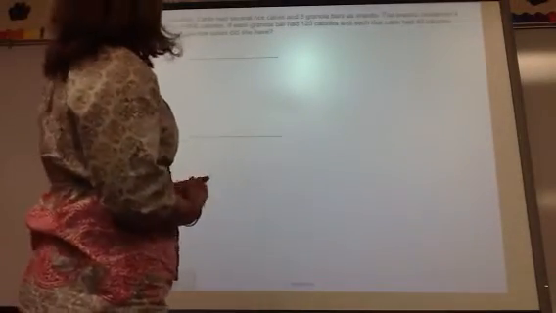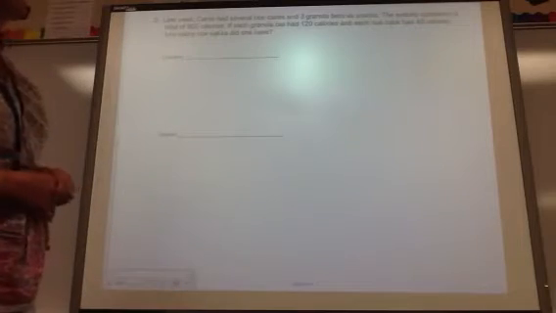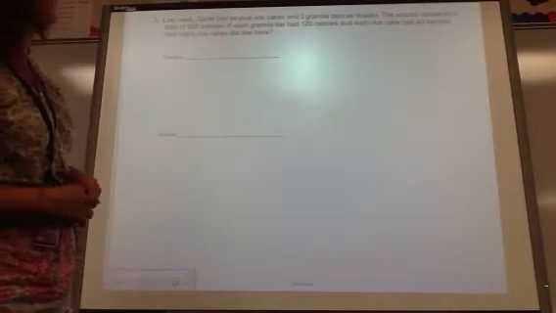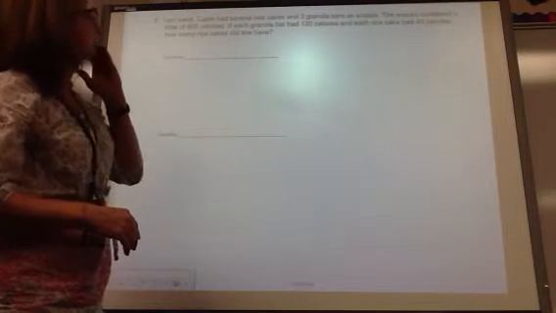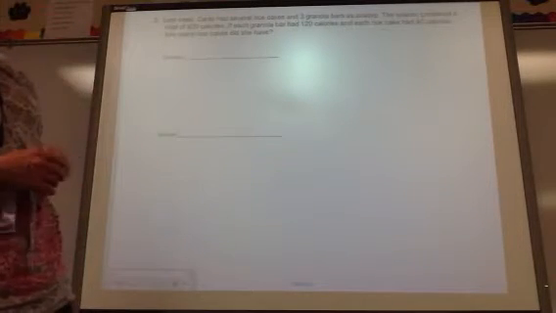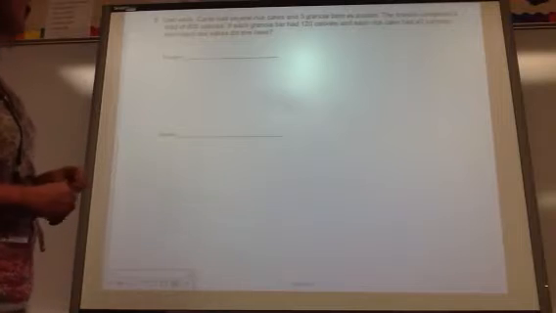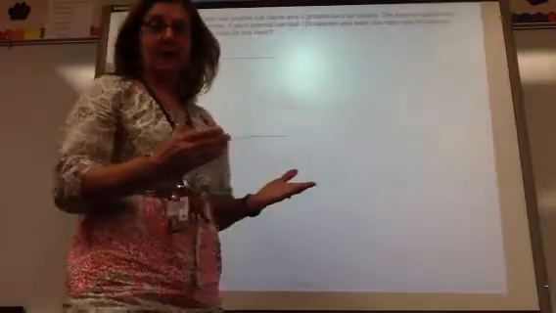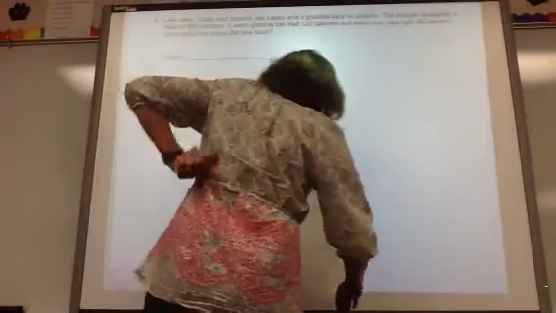To read the problem: last week, Carly had several rice cakes and 3 granola bars as snacks. The snacks contained a total of 800 calories. If each granola bar had 120 calories and each rice cake had 40 calories, how many rice cakes did she have? All right, we've read the problem. So now we have to go back and read it again, and as we read it again, we're going to underline the important information.